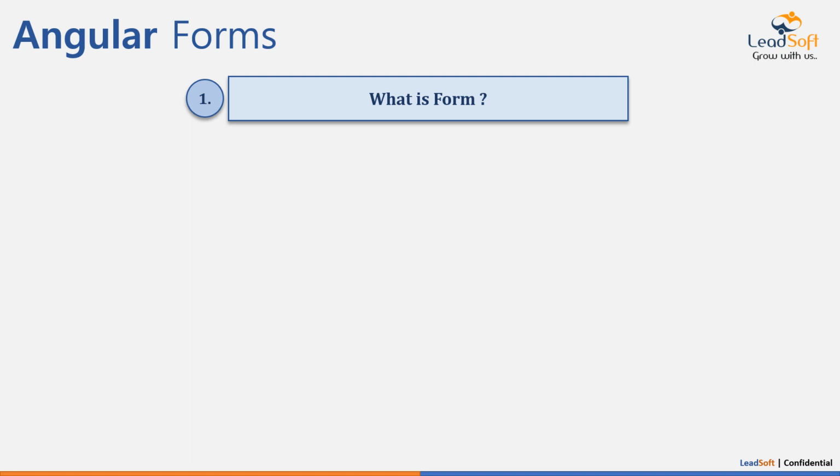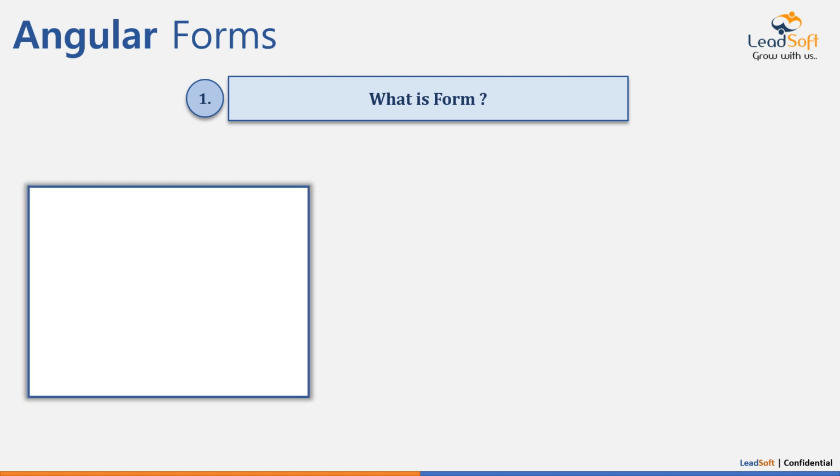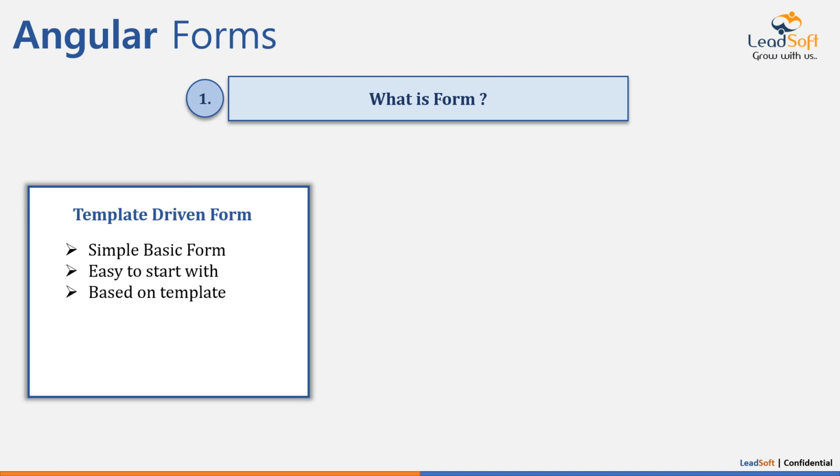When it comes to Angular, we have two different types of forms. The first is named the template driven form. These forms are basic to implement. This is a very basic form in Angular, and it is easy to start with for understanding the concept of forms, and it is completely based on the HTML template.